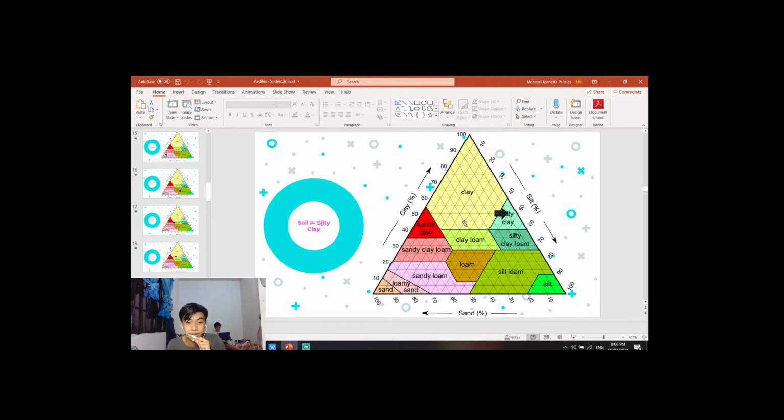So soil I naman natin is 5% sand, 45% silt, and 50% clay. So nandito siya. So yung soil I natin is silty clay. Then the last one, yung soil J natin, which is loam, na nasa 45% sand, 45% silt, then dito banda, then 10% clay. So yan, yung soil J natin is nasa loam.